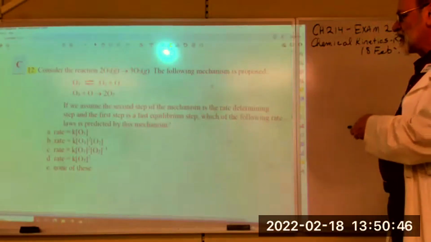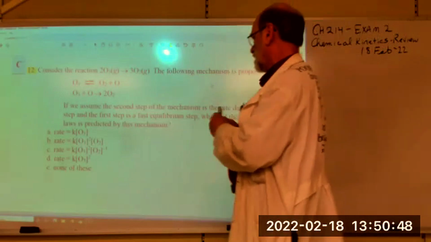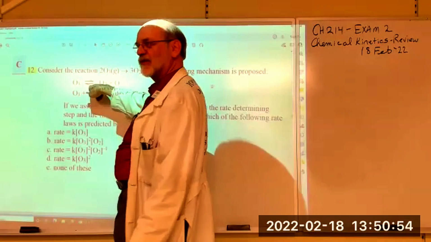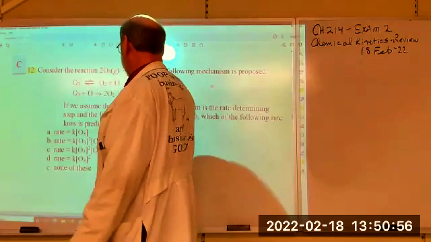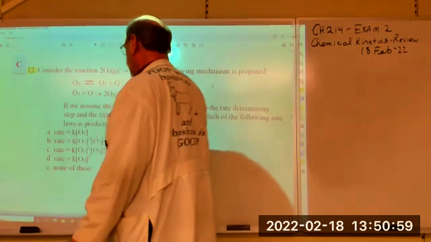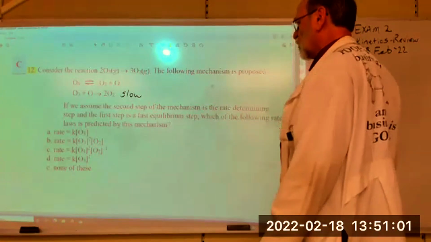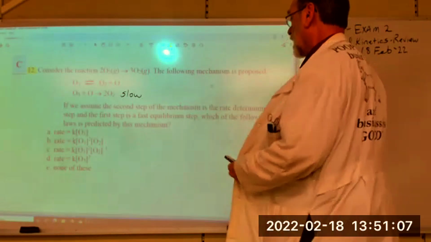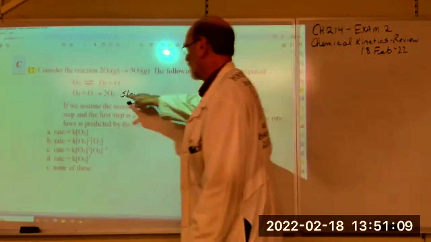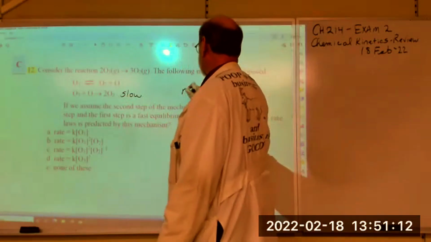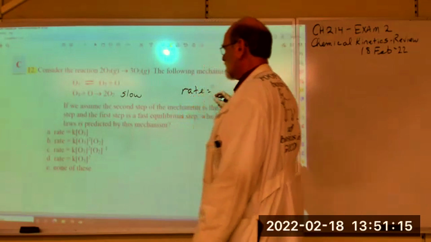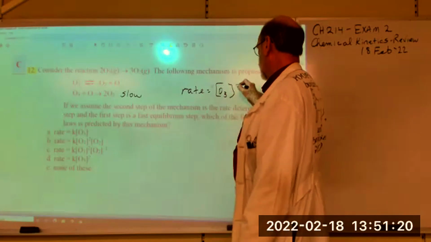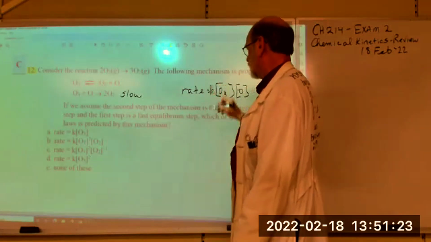If we assume the second step of the reaction is the rate determining step, and the first step is fast equilibrium, well, that's kind of a giveaway right there. It's a double bar error. This one's the slow one, the rate determining step. Which of the following rate laws is predicted by this mechanism? Okay, so here again, we got to start with this one. And our rate has to be O3 to the first power and O to the first power. We got my K again.